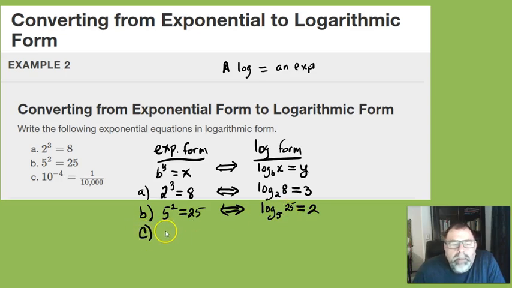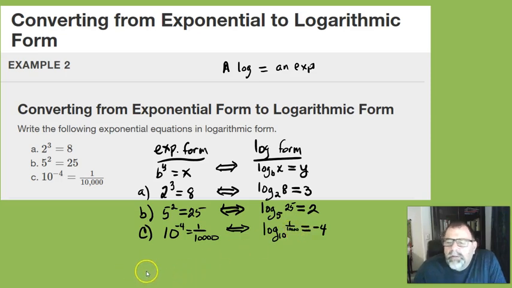All right. C. 10 to the negative 4 equals 1 over 10,000. That's equivalent to, start with the log. What's the base? The base is 10, so subscript 10, and the exponent is negative 4. Log equals exponent, right? I want to get that in your head. And then the output value, 1 over 10,000, is the input value here. I didn't leave myself enough room, but there you go.